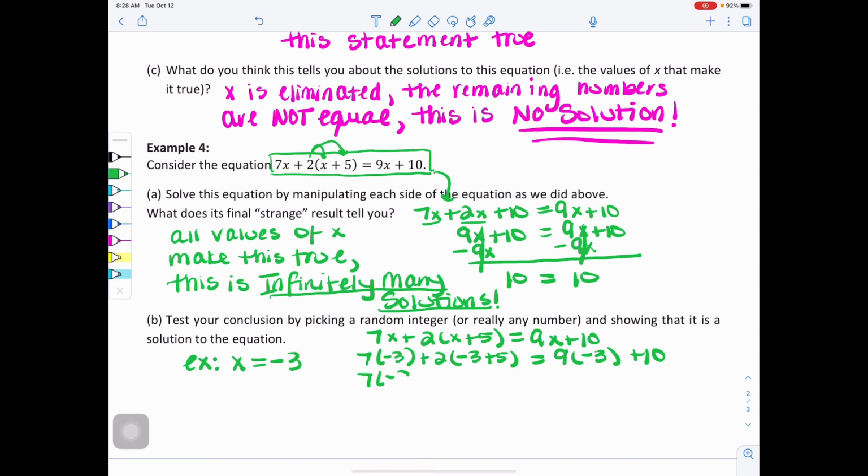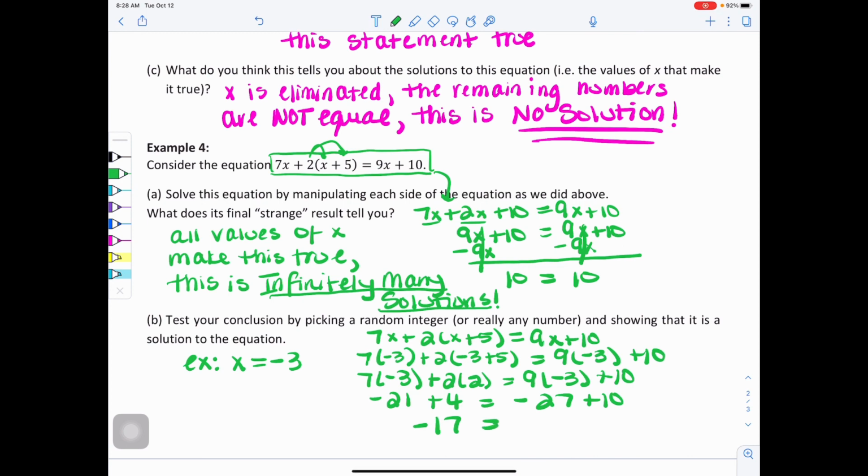So this is 7 times -3 plus, I do parentheses first. So this is a +2. Now I could do all my multiplication. So that's -21 plus 4 equals -27 plus 10. -21 plus 4 is -17. And -27 plus 10 is -17. So I have showed that I've picked a random number and it absolutely works in this equation from example 4. So this concludes our lesson on justify the steps to solve an equation properties.